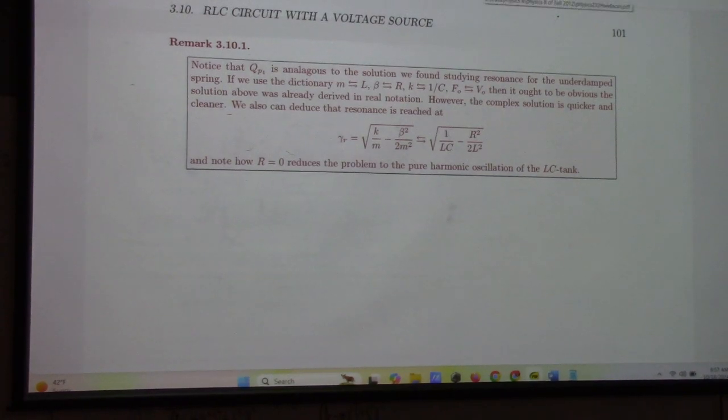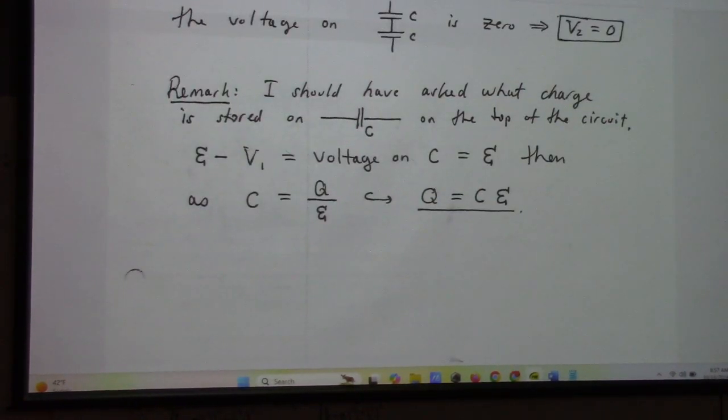All right, let me see if I've got anything else we can look at here. Nobody wants to look at physics. Let's see here.